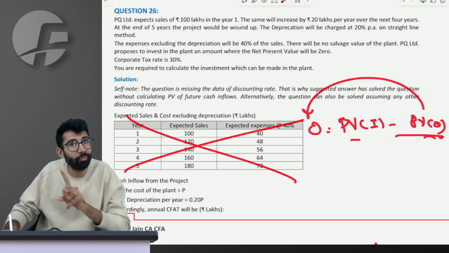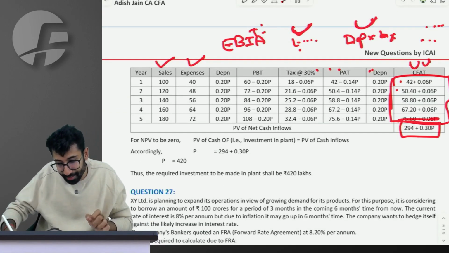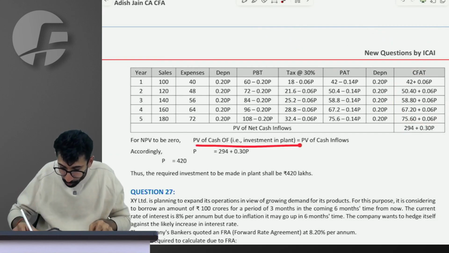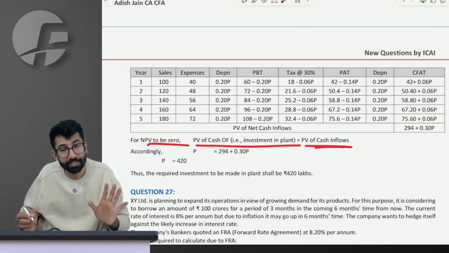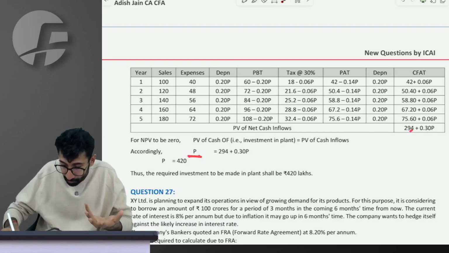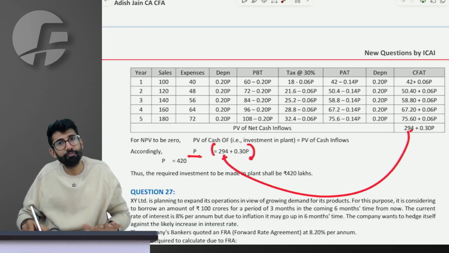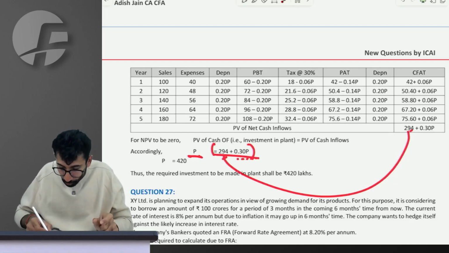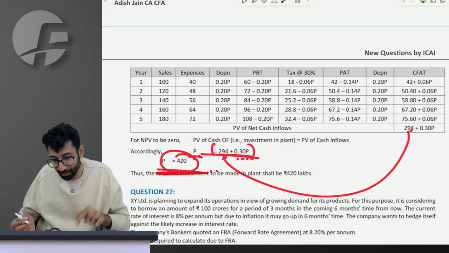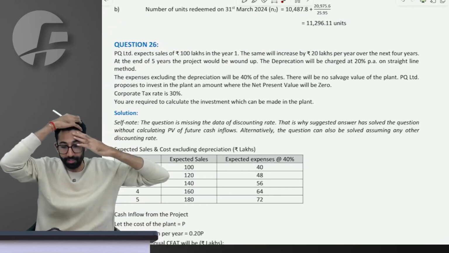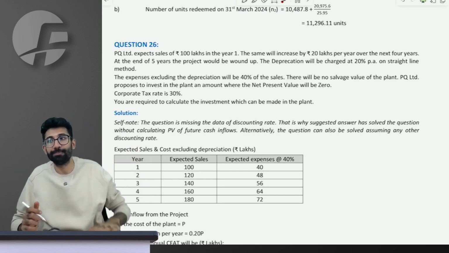In our case, the discounting rate has not been given. I mean, these are only the present value of future cash inflows. Can I say when the present value of future cash outflow is equal to inflow, NPV is 0? Outflow is P that I assumed. Inflow's present value is this, with the effect of depreciation and everything. Inflow equal to outflow will give the amount of P, the amount of investment, as 420, which is what the question 26 is trying to ask us.